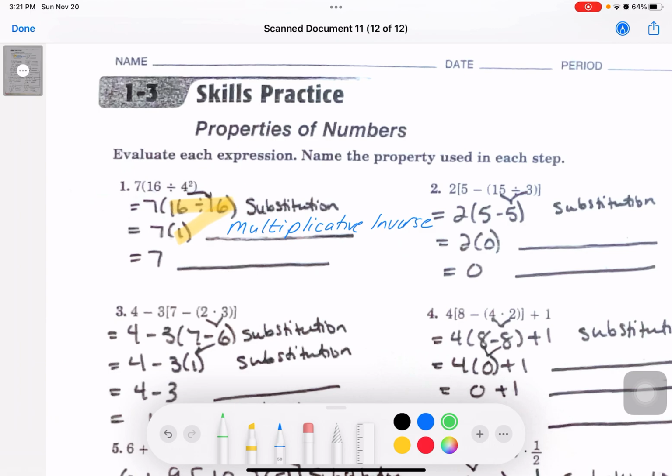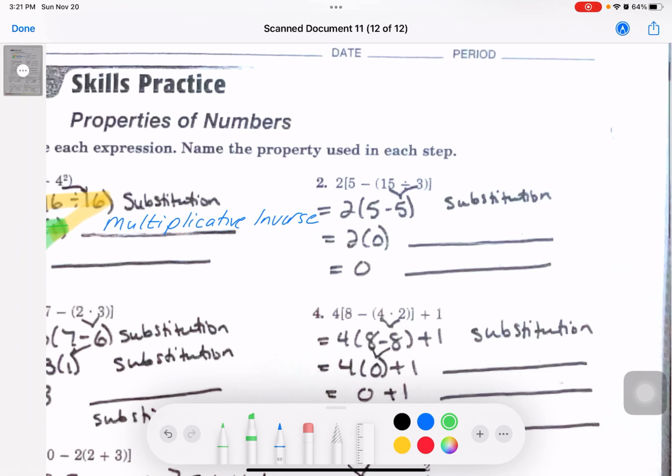What property says that 7 times 1 is going to equal 7? Now if we go over to number 2, they used substitution and got 15 divided by 3 is 5. Then from there they did 5 minus 5 is 0. What property is that an example of?